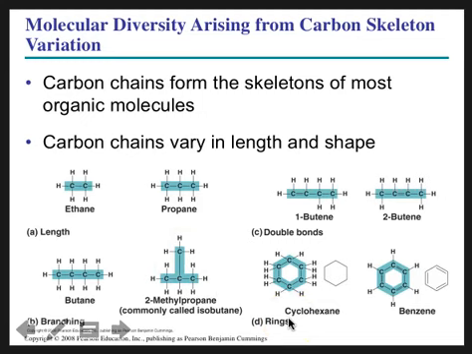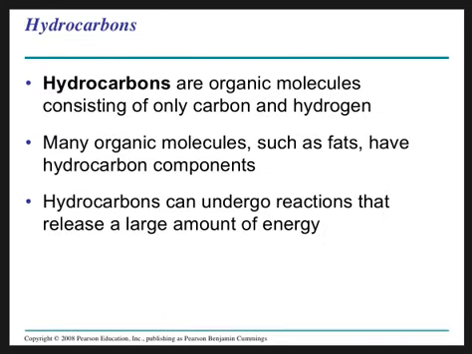Or we can even have rings. So here again, I have 1, 2, 3, 4, 5, 6 carbons, but they're all bound together with single bonds. Over here, I still have 6 carbons, but I have less hydrogen because I have some double bonds forming in that ring. So carbon is very, very versatile, and it's that versatility that allows it to form so many different shapes.